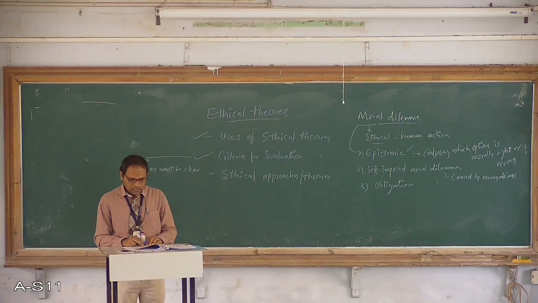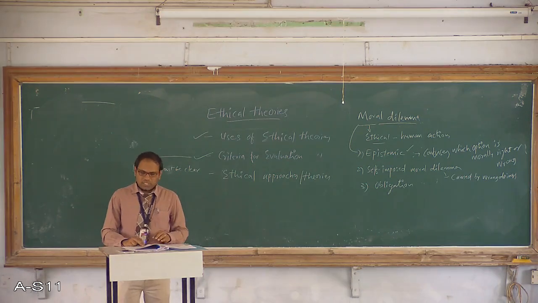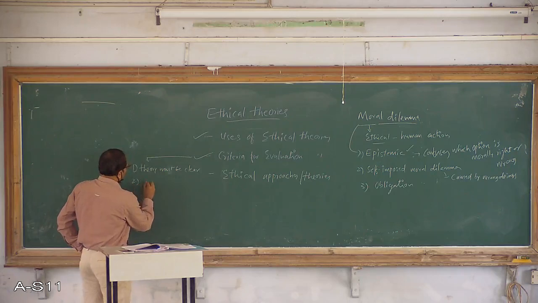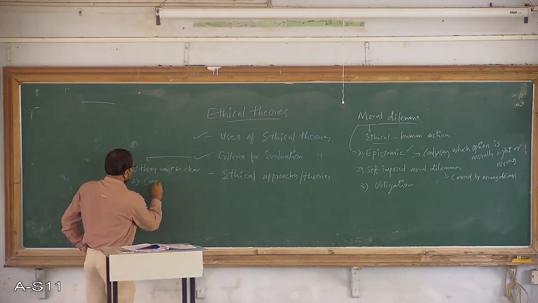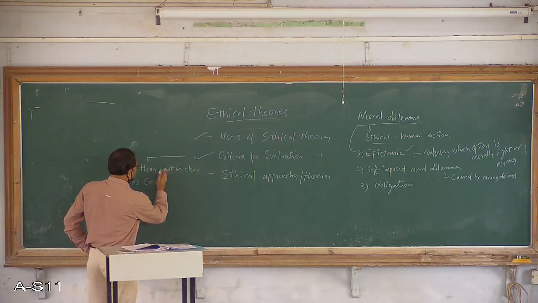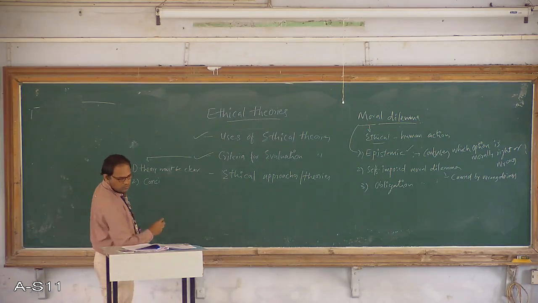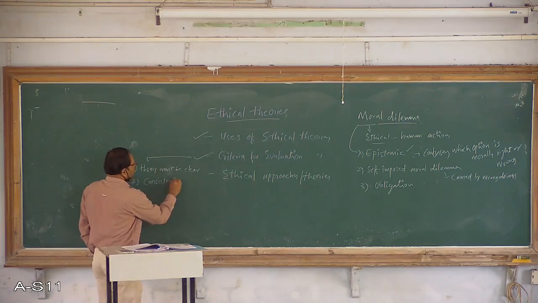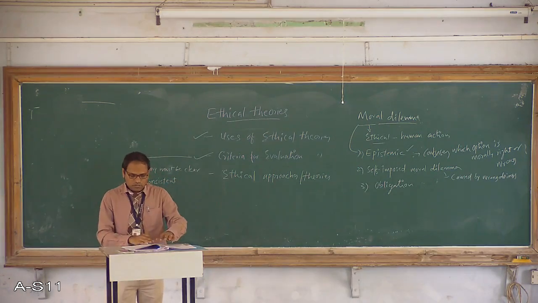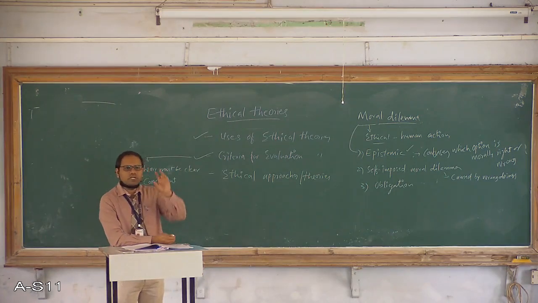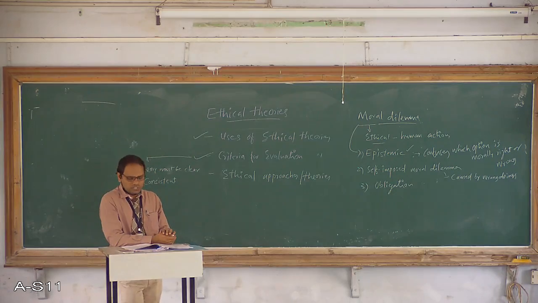The second criterion is that it must be internally consistent. In a sense, there should not be any conflicts within the theory, within the components of the theory, whatever you are going to describe. Internally it should be very clear, the concepts must be very clear, and all the components you are defining should be very clear.